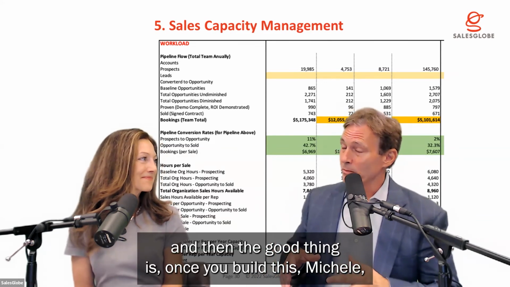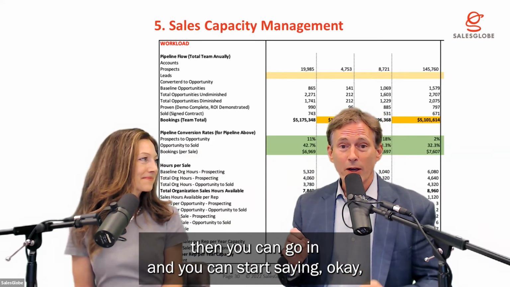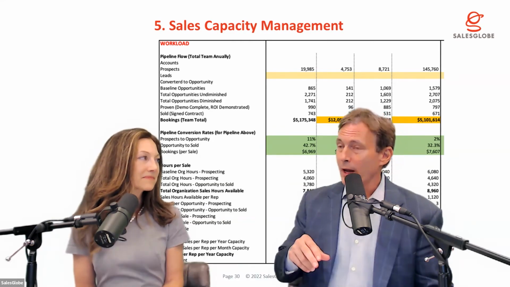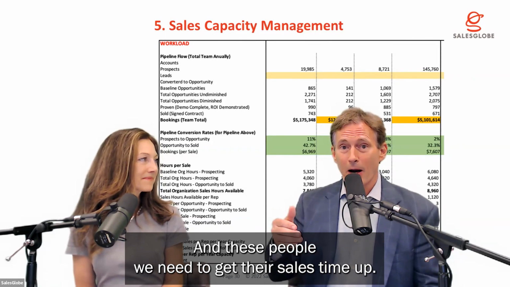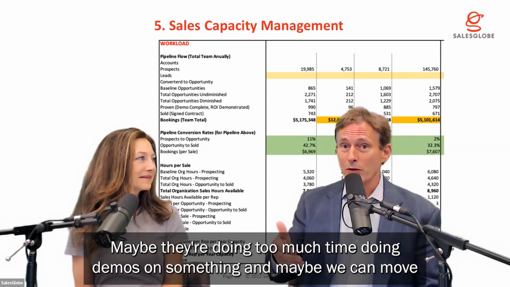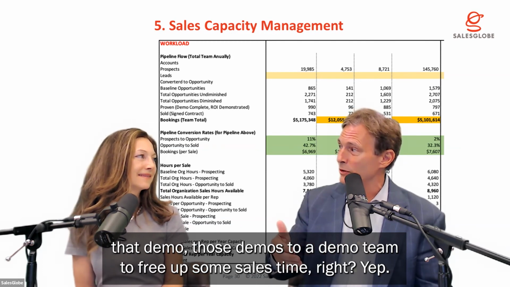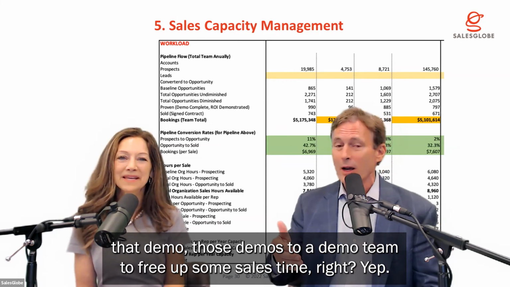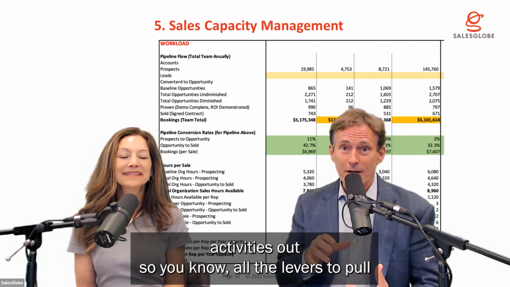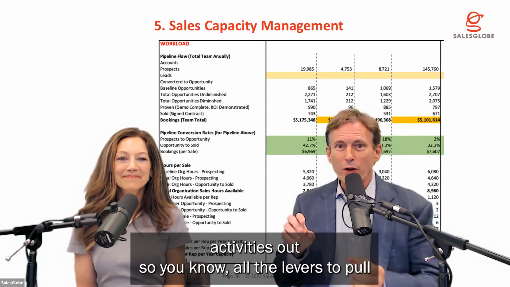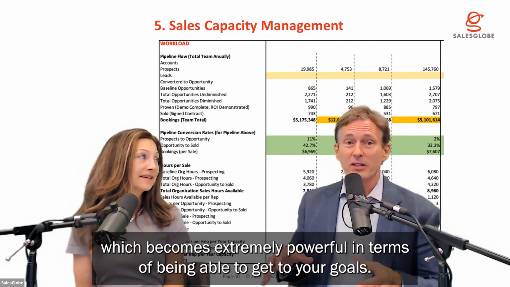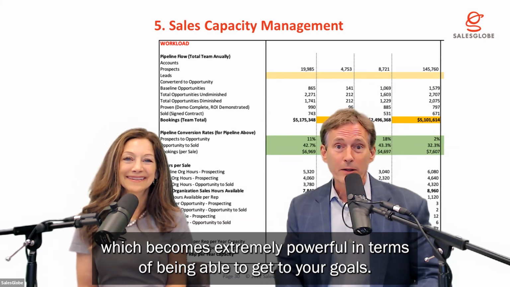And then the good thing is once you build this, Michelle, you can go in and start saying, okay, we actually need more people in this role and fewer people in that role. And these people, we need to get their sales time up. How do we do that? Well, maybe they're doing too much time doing demos, and maybe we can move those demos to a demo team to free up some sales time. Yep. And maybe we can decontaminate their job by shifting some of the service activities out. So you know all the levers to pull, and you can actually manage to the machine here instead of broad strokes, which becomes extremely powerful in terms of being able to get to your goals.